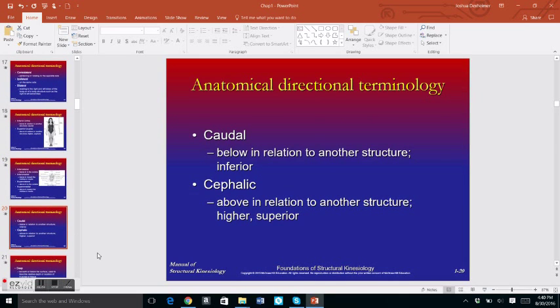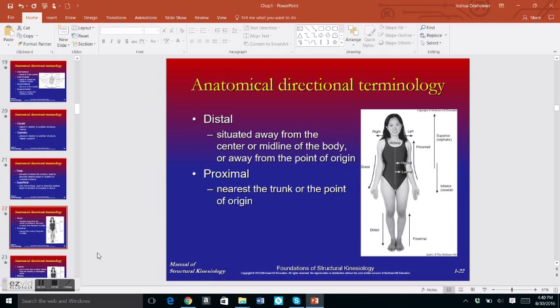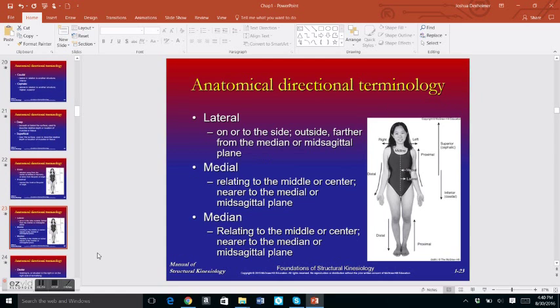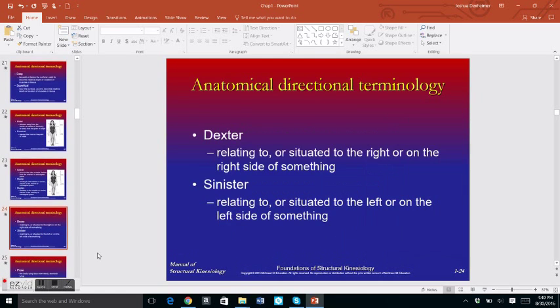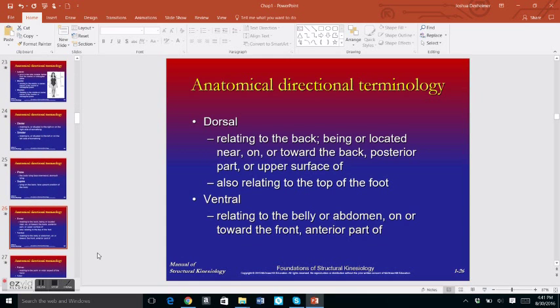Caudal, we're talking about kind of towards the feet, cephalic towards the head, deep and superficial in terms of talking about muscle, whether something's deep or it's superficial towards the surface, deep obviously meaning deeper down. Distal meaning away from the midline, proximal again being closer to the midline, so the phalanges are distal from the heart. Okay, lateral, medial. Okay, dexter meaning related to the right, sinister meaning related to the left or the left side of something. Prone, obviously face down. Supine is face up. I could also think my palms face down, palms face up.